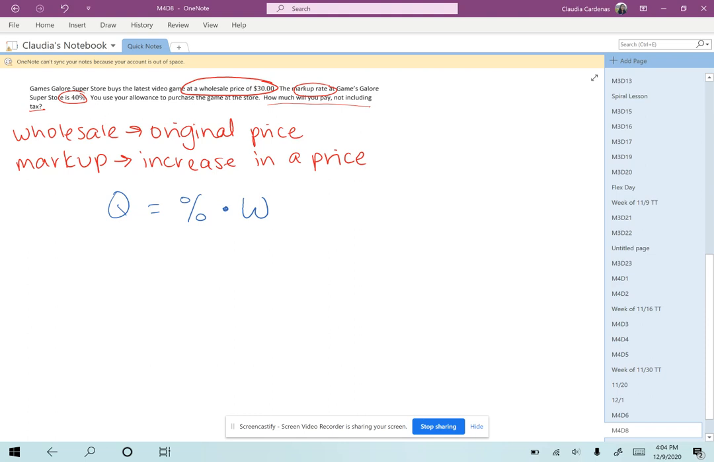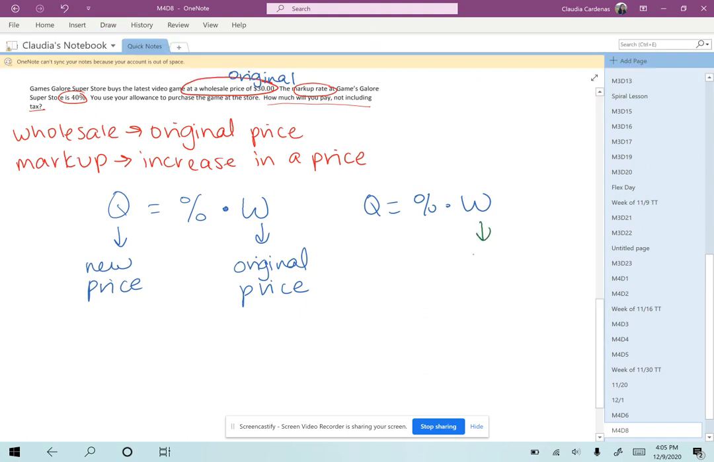So if we remember, the part is always the new price. So let's make note of that, the new price, and the total or the whole is the original price, whatever we start out. So let's make note in our notebook and look back at the information. If $30 is the original price, then that is the whole or the total. So if I rewrite my equation, then I can substitute 30 for the whole amount.